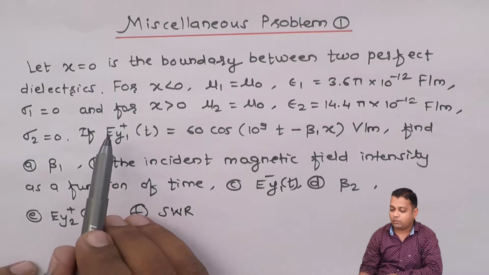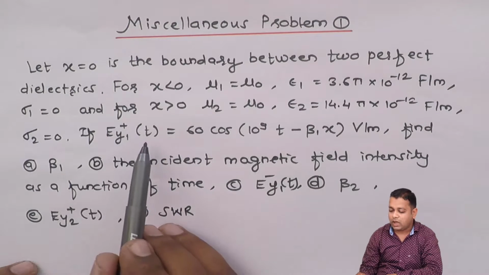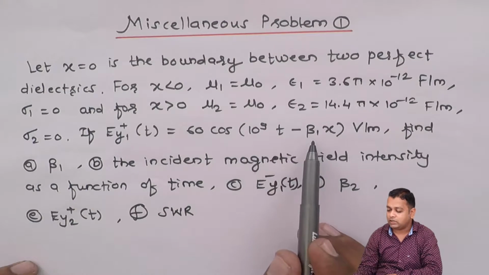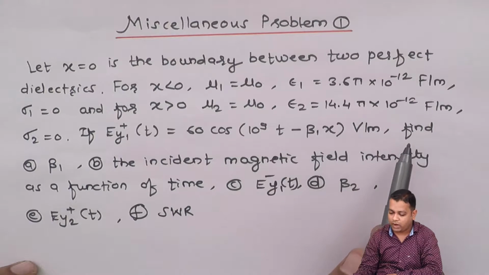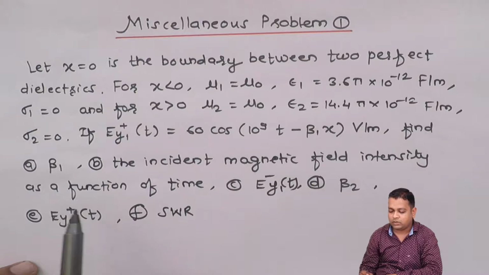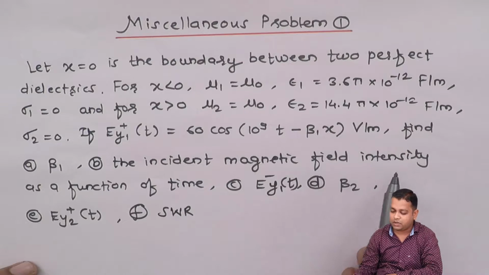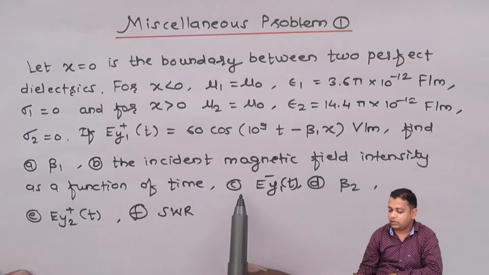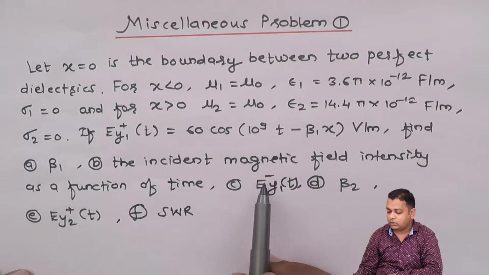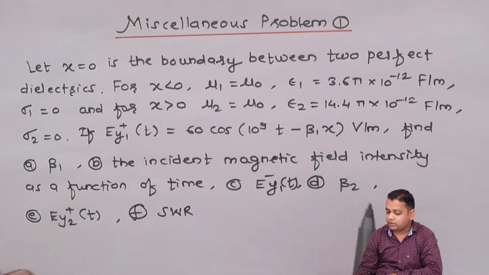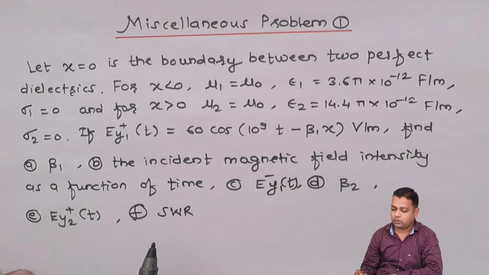If E_y1 plus as a function of t is equal to 60 cosine of 10 raised to power 9 t minus beta 1 x volts per meter, find. We have to find from A to F. So in A we require beta 1, in B we require the incident magnetic field intensity as a function of time. In part C we require E_y1 minus, so it is also a function of time. Beta 2, then E_y2 plus, so it is also a function of time. And finally SWR, meaning standing wave ratio.